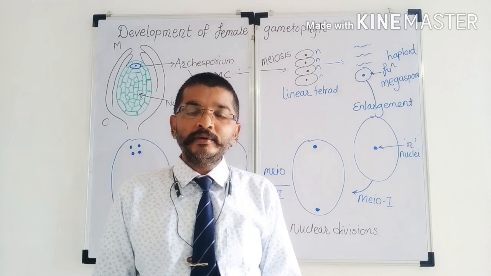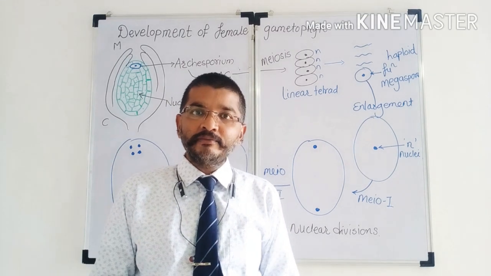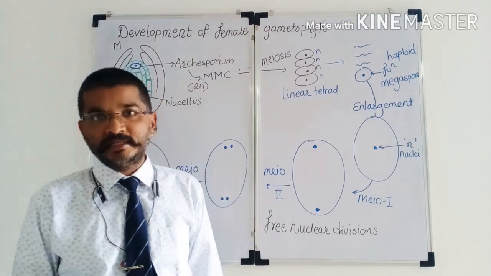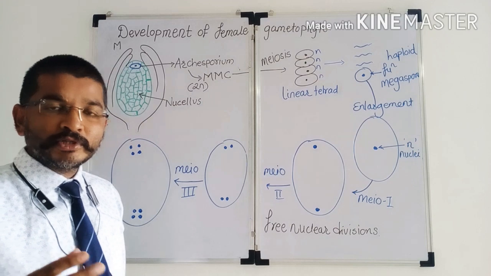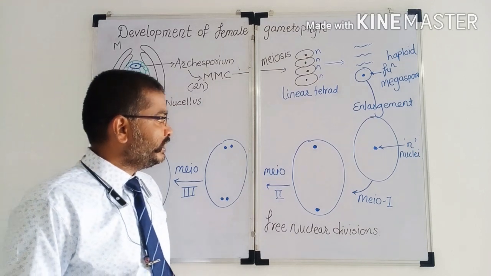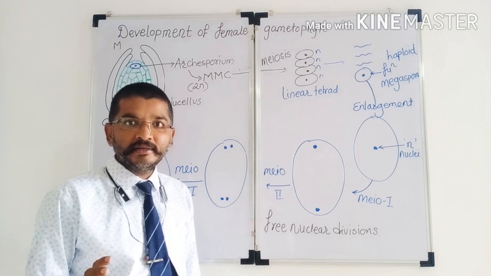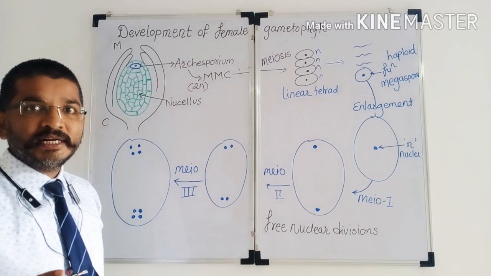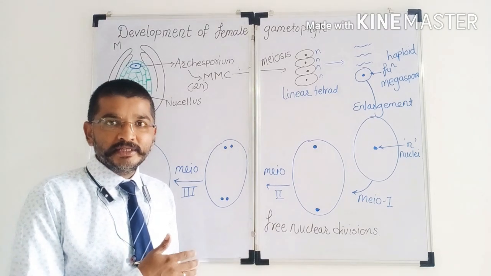The ovules may be one or two or more than two in number. The number varies from species to species. These ovules are present inside the ovary. The process of development of the female gametophyte, the structure which has the female gamete, that is the egg, is produced inside the ovule. That we are going to study in this topic.